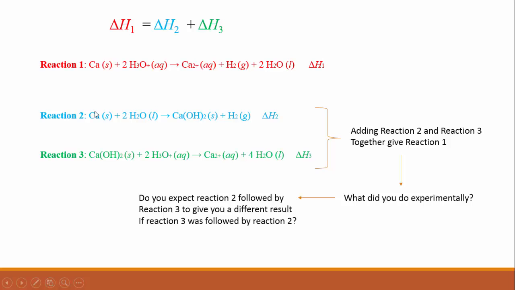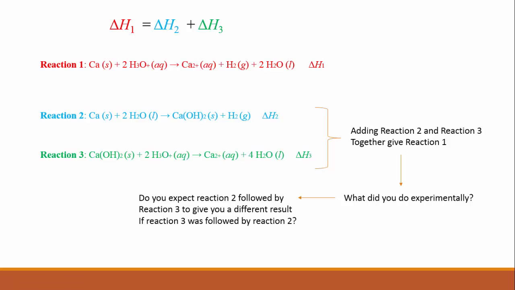Reaction 2 is, in this case, you added water and you get calcium hydroxide and hydrogen. That gives you delta H2. Reaction 3 is, now if you have that calcium hydroxide and you add acid, you again produce calcium ions plus water, and that's delta H3. And so if you add reaction 2 and reaction 3 together, that will give you reaction 1, right?